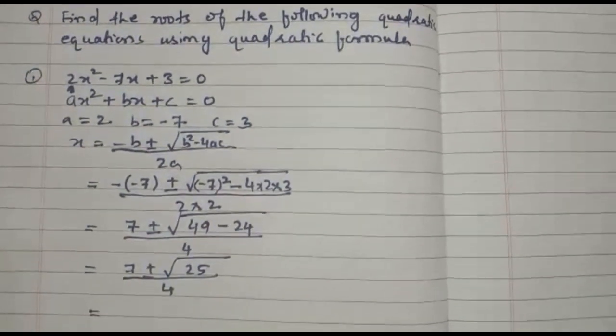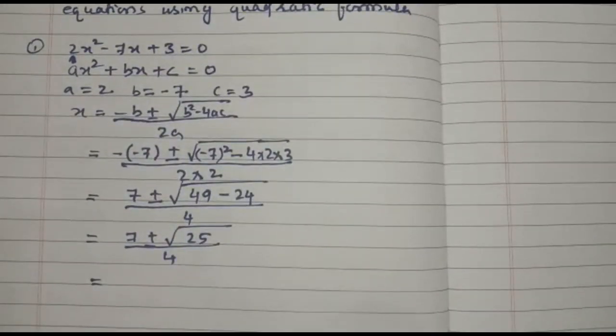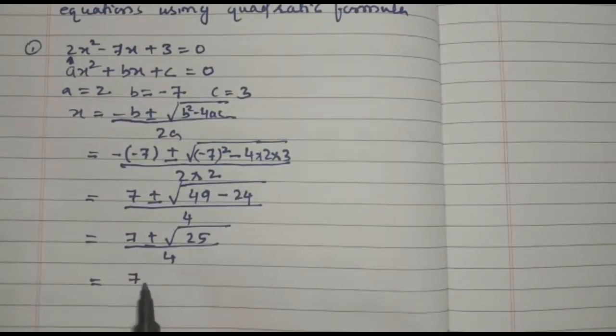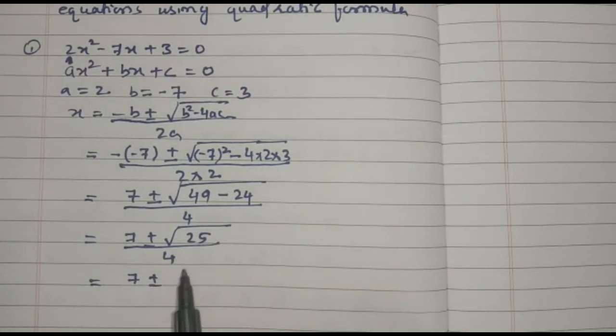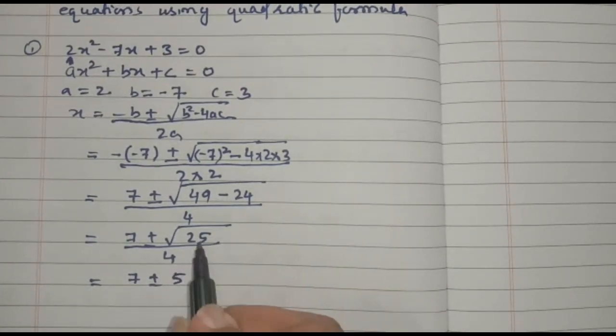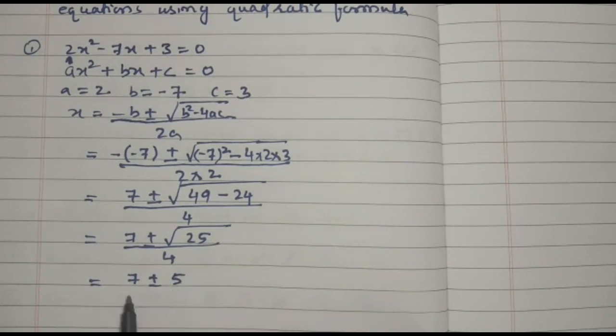Next step, 7 plus or minus under root 25 is 5, students. This is the square of 5, so it will be 5 now, divided by 4 as it is.